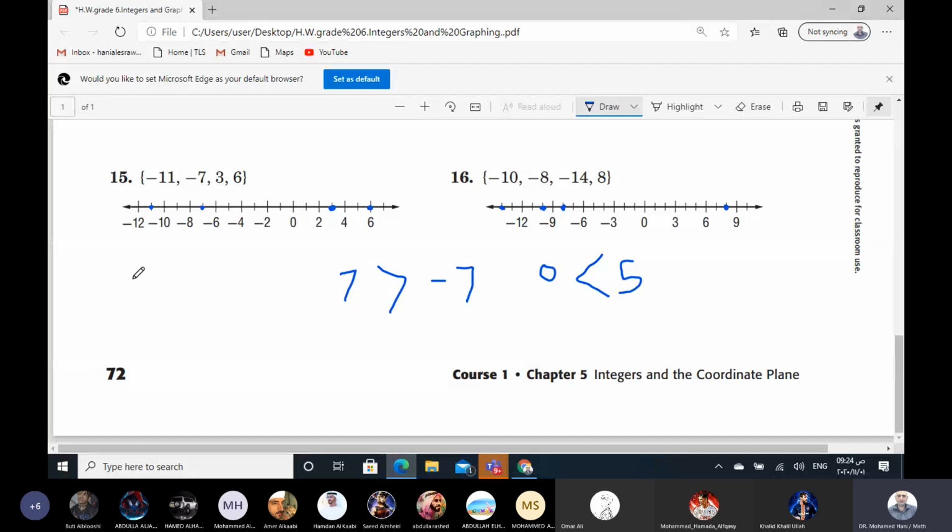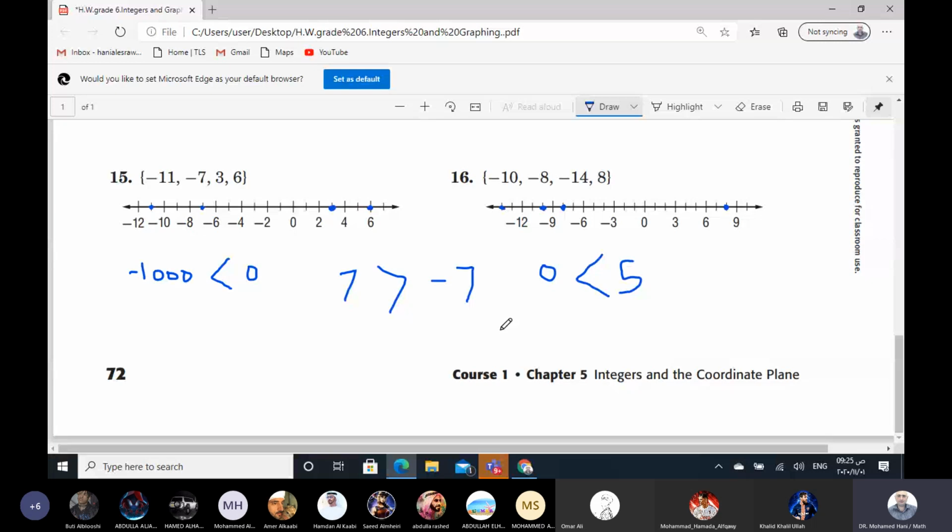The question now, suppose we have here minus 1000 and we have 0. Which is greater? 0. It's greater. Excellent. 0 is greater than minus 1000. Why? Because the negative number is less than 0. Excellent.